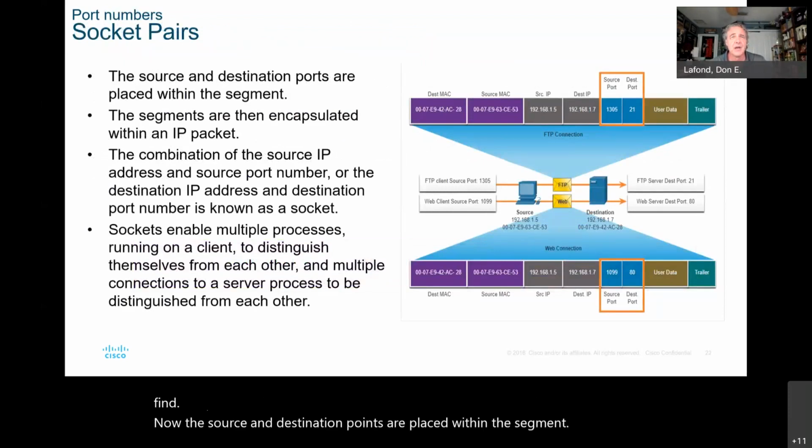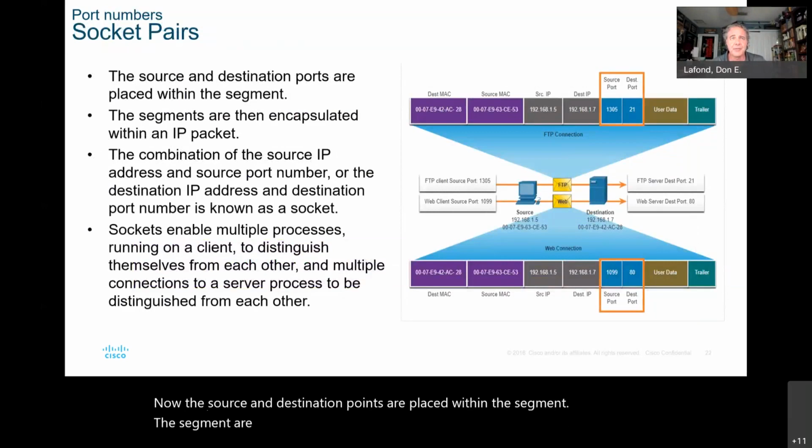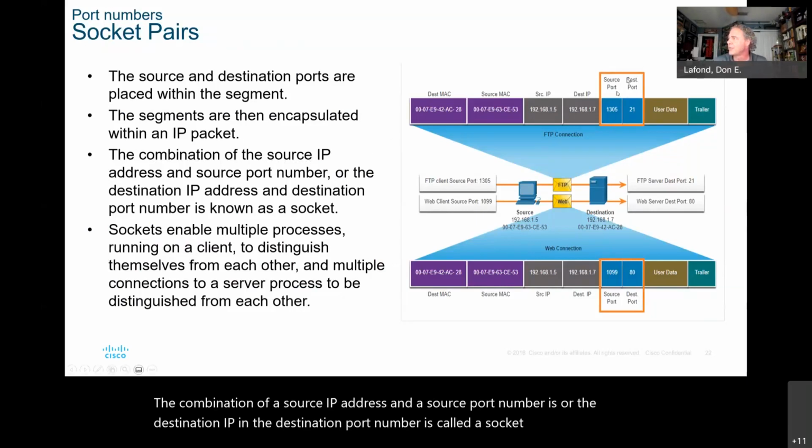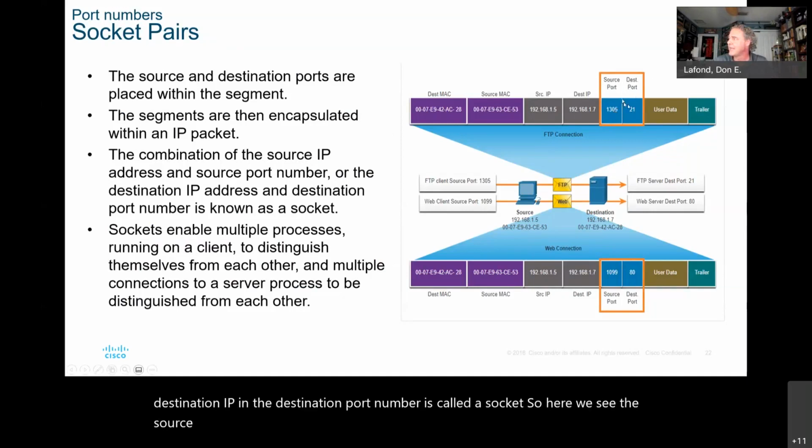Now, the source and destination ports are placed within the segment. The segments are then encapsulated within an IP packet. The combination of a source IP address and a source port number, or the destination IP and the destination port number, is called a socket. So here we see the source port and the destination port. This is a socket.